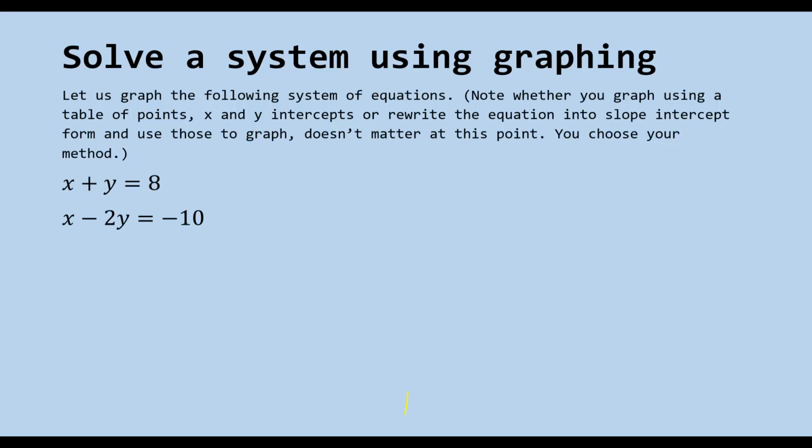Let's graph the following system of equations. Note that whether you graph using the table of points method, the x and y intercept method, or rewrite the equation into slope-intercept form and use those to graph, it doesn't matter at this point. You get to choose your method of graphing the equation of the line.